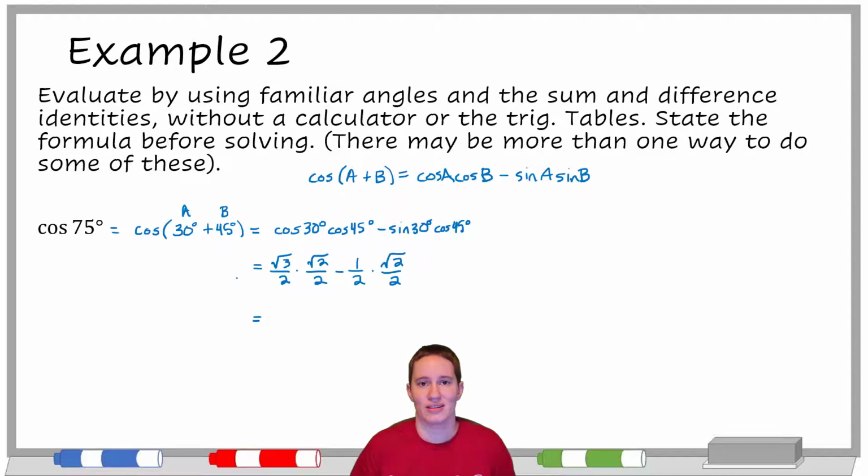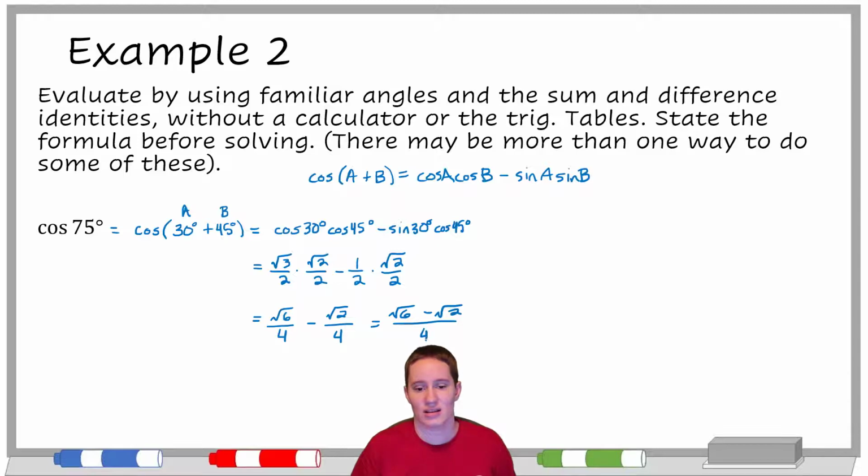So if we look at this, it's actually really similar to the previous problem. Square root of 3 times square root of 2 is square root of 6 over 4 minus square root of 2 over 4. Wait, it's not just similar, it's actually the exact same thing.